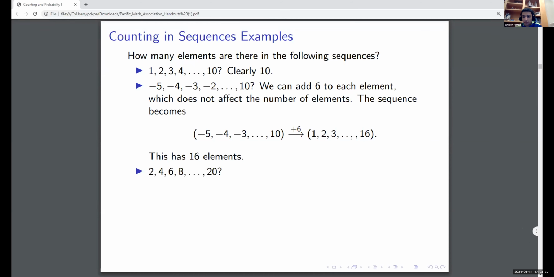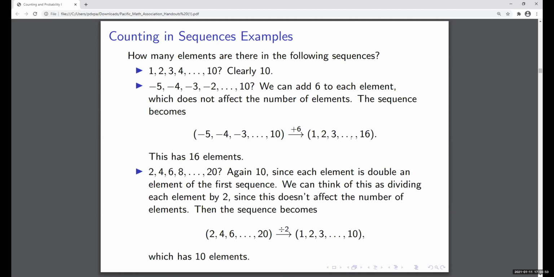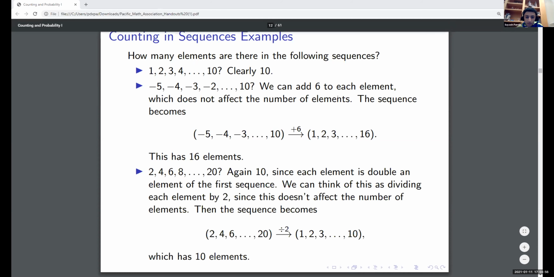How about this one? How many elements would be in that list? 10. Right, so if you're going to divide all the elements by 2, that's another transformation we're applying. You get back to the 1 through 10.